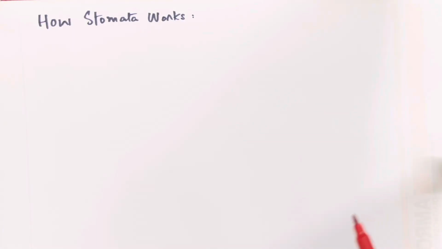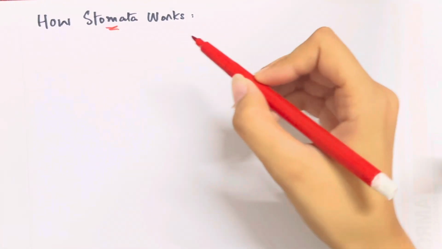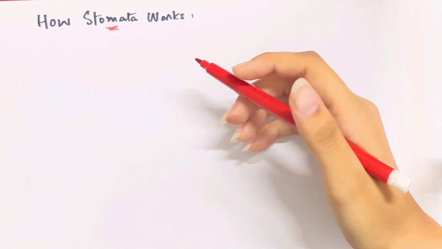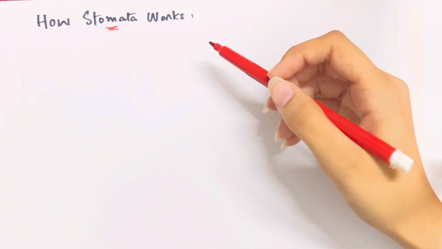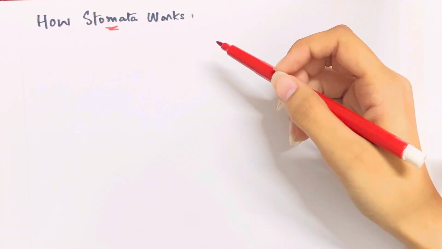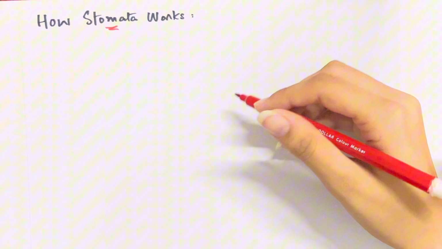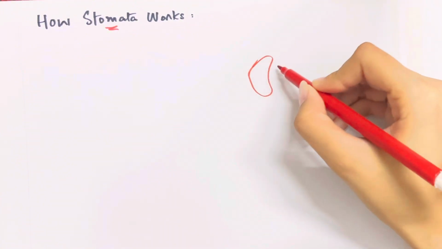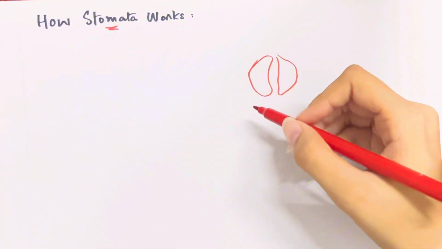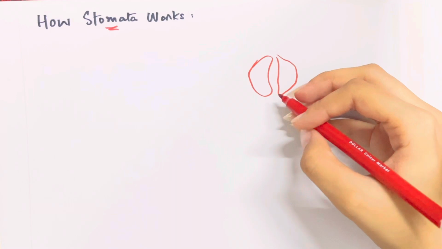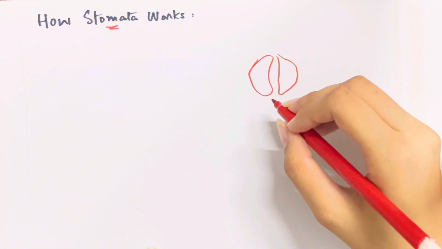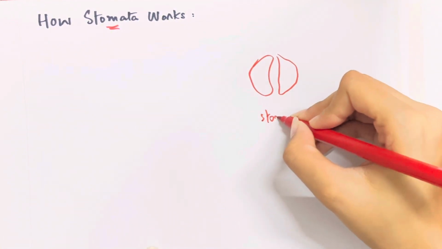Let's talk about how the stomata work. We have already discussed how the stomata are very important for the plant, since they are the specialized cells that allow the water to enter inside the environment of a leaf. So these are the two guard cells that are present in a similar structure in the plant, and they are bean-shaped guard cells which surround the opening that is known as the stoma.